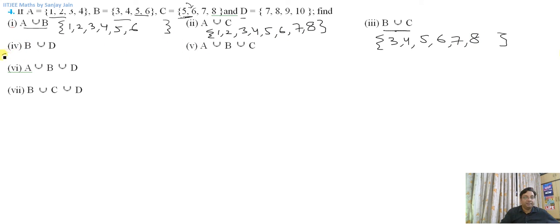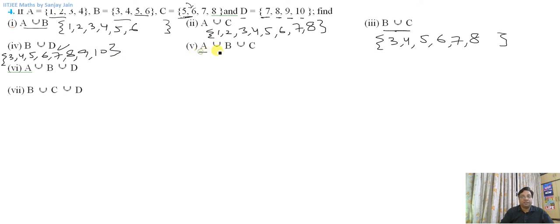Let me write B union D. So I'll write all the elements of B, 3, 4, 5, 6, and then I'll write all the elements of D, avoiding the repetition. So I'll just avoid the repetition and write all the elements. So 7, 8, 9, 10. So this is the set B union D.